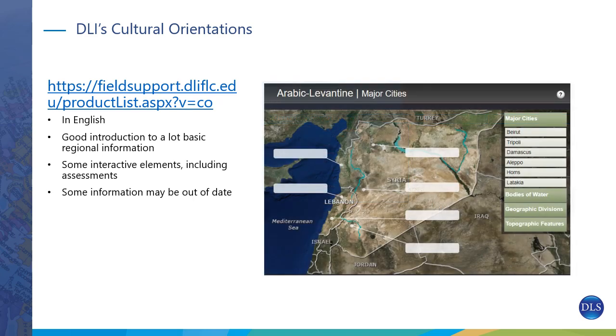The cultural orientations also include some interactive elements. So for example, every once in a while there'll be a map where they have to label major cities or waterways, countries, things like that. And there are also assessments where students have to answer questions based on the information that they've read. Note though that some information may be out of date. So for example, this one on Syria, if it's talking about government or politics or even landmarks in the area, some of the things there might be out of date based on recent current events.